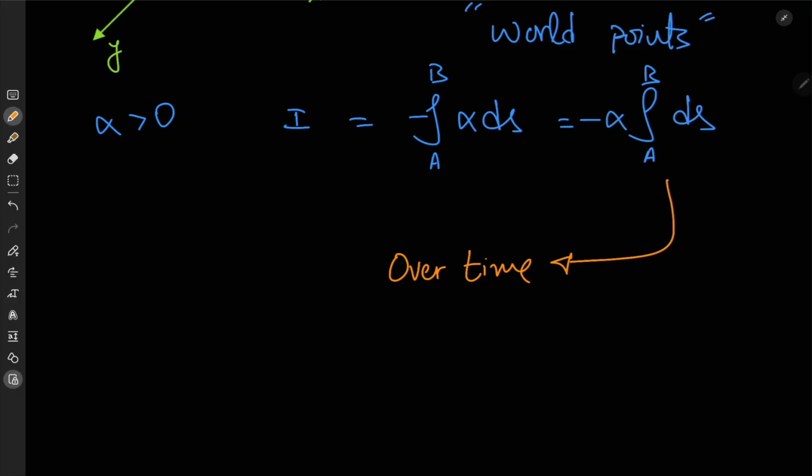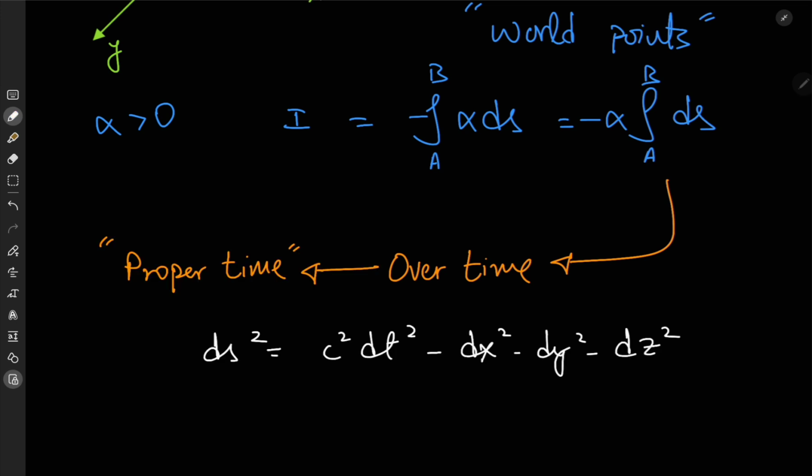The need for a negative sign is realized by writing I as an integral over time, but not just any time. I'm talking about an integral over proper time. Proper time is the time interval between events occurring at the same place. For example, consider a particle emitting a burst of radiation, calling that event 1, and after some time, it emits another burst of radiation, call that event 2, all while being at rest.